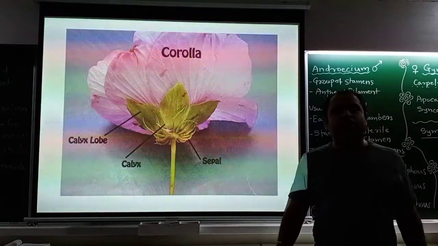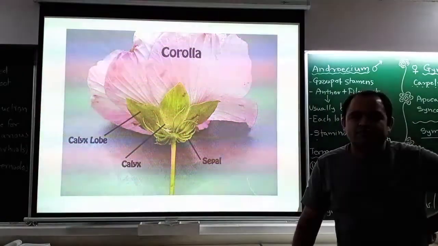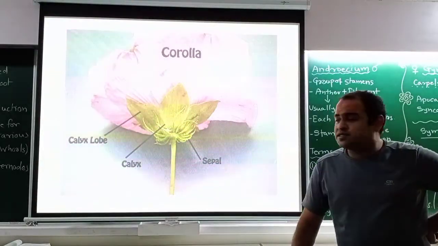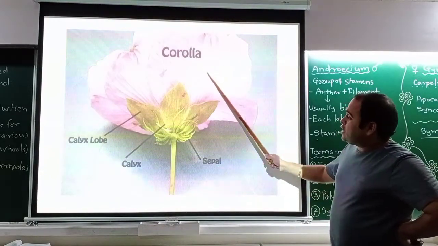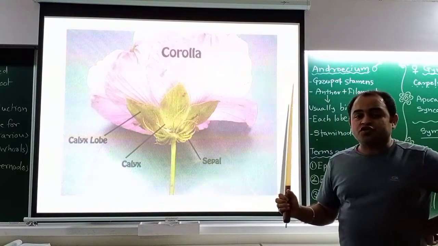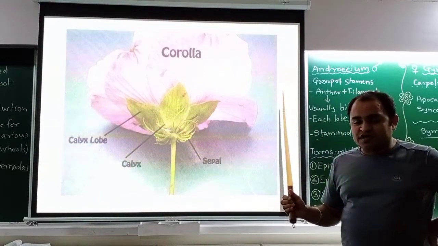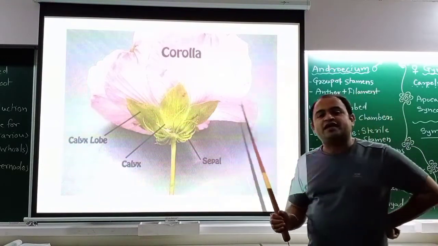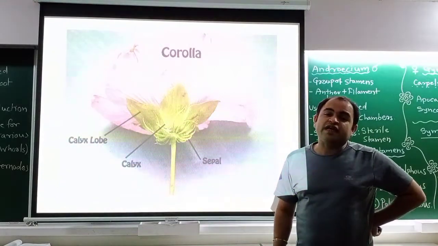Corolla. What do you mean by corolla? It's a set of petals. Look at this particular PowerPoint presentation. You should watch this PowerPoint presentation first, and then you should go for the remaining lecture.